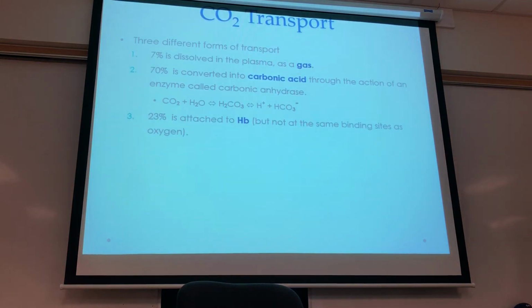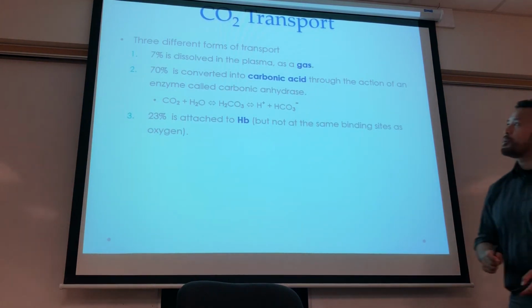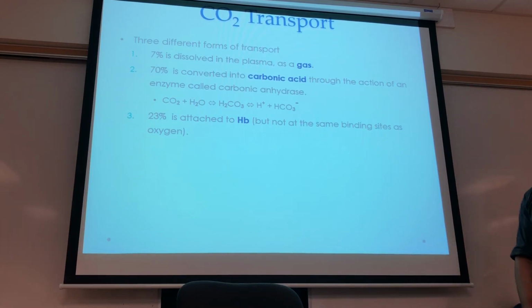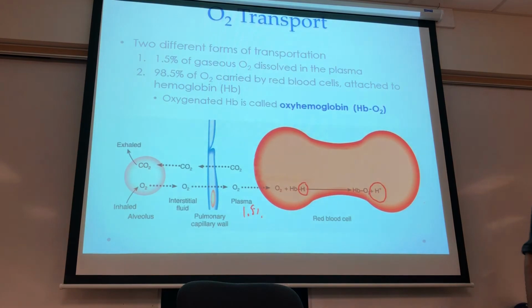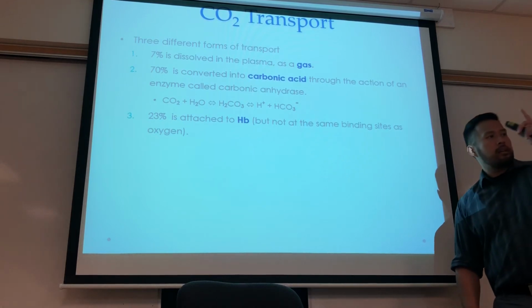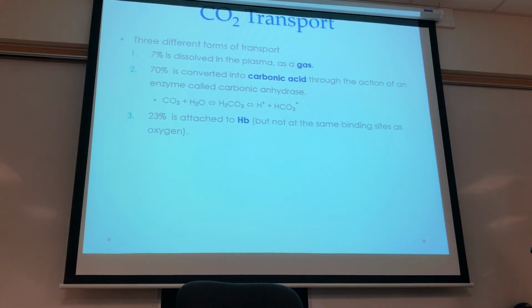The next thing is to look at CO2 transport. How do we carry carbon dioxide? There are 3 ways in which we can carry it. There are 2 ways for oxygen. There are 3 ways for CO2. We know that CO2 dissolves better in a liquid than oxygen does. So 7% of the CO2 in your entire system is dissolved in the plasma, right there in the blood. The other 70%, actually let me talk about the 23%.